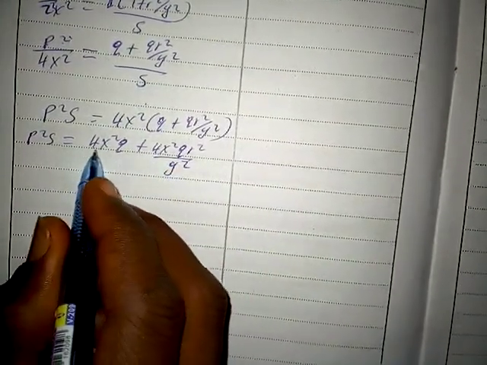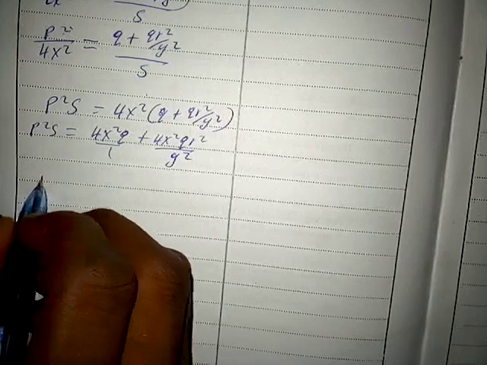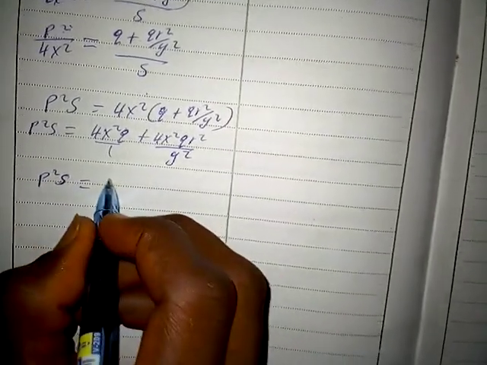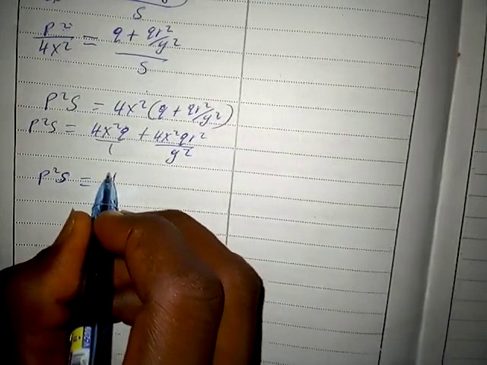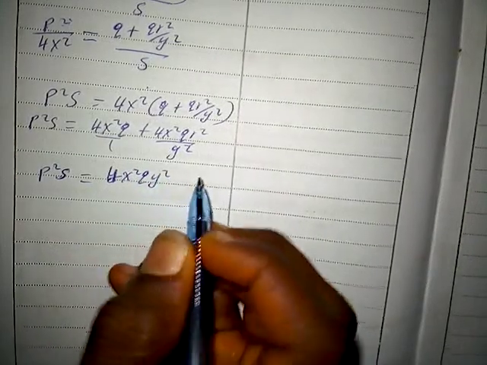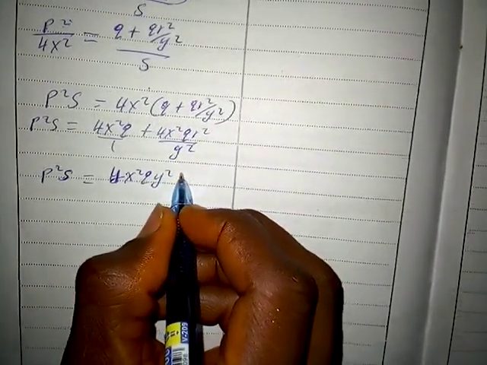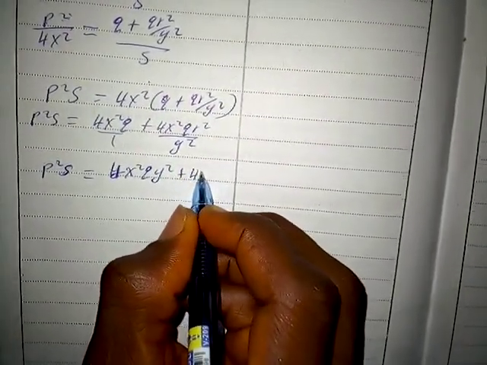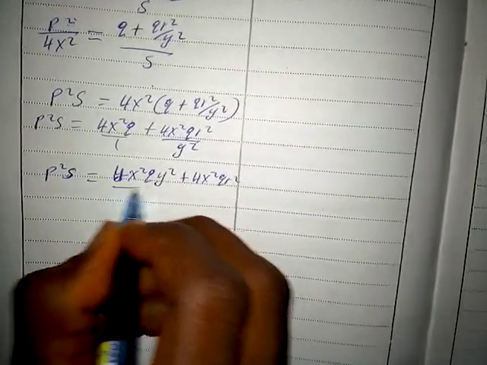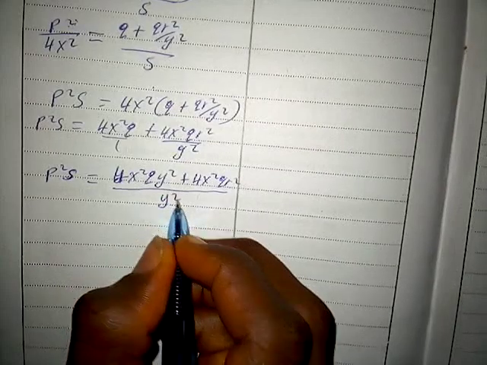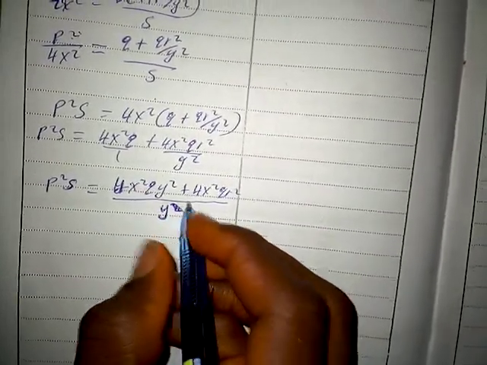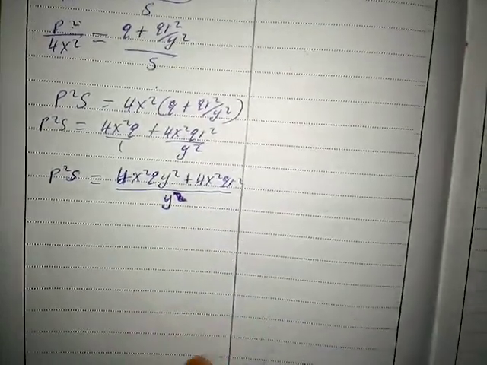We get denominator of 1. We say p square s is equal to 4x square q, we say y square, plus 4x square qr square, all divided by y square. When we give the denominator of 1, y square is the LCM. This is y square.